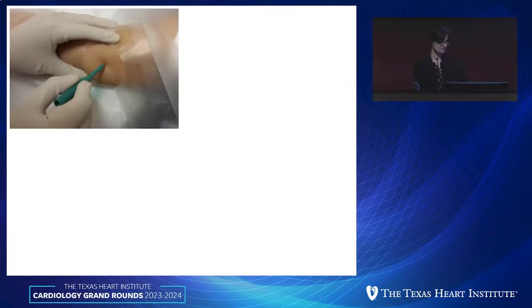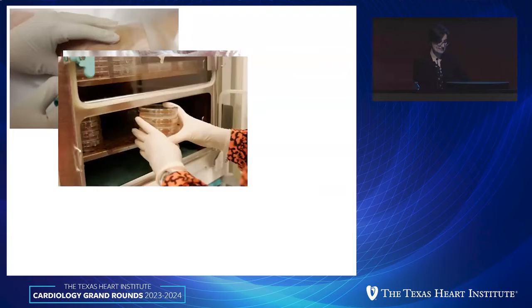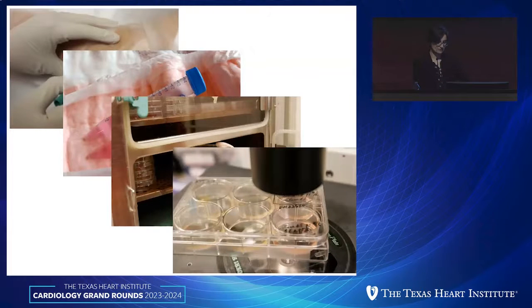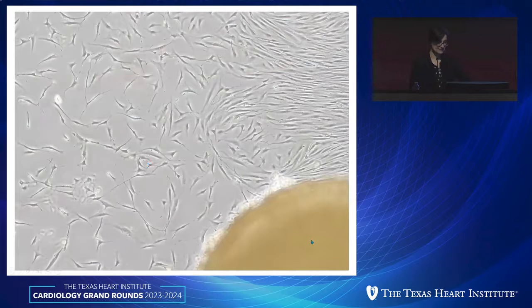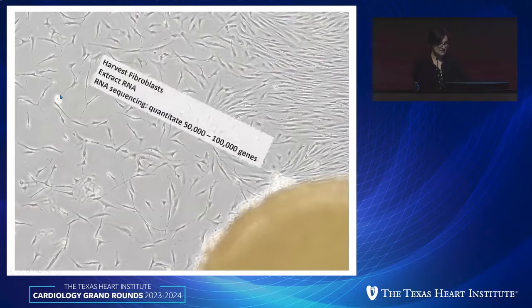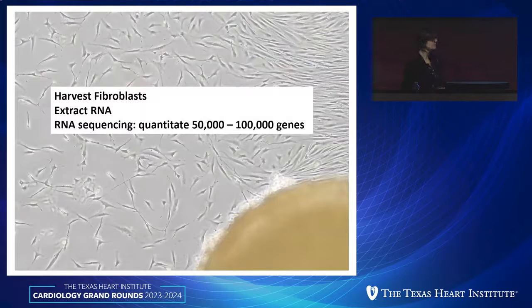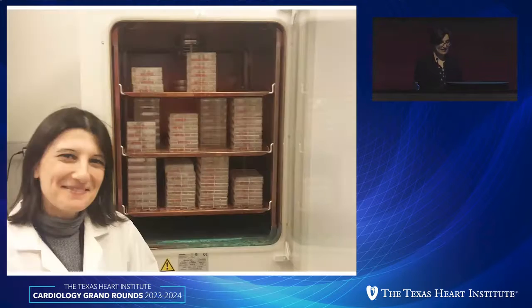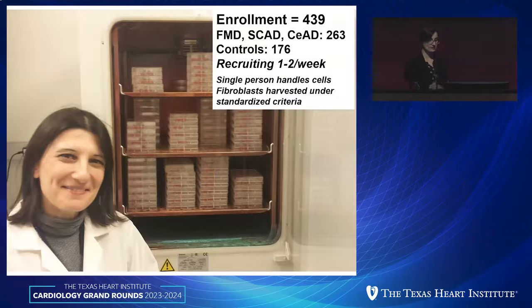All patients get a punch skin biopsy that gets sent off to our lab where it's plated and then grown out. And here's an example of a piece of skin with some fibroblasts extending out. From this, we're able to get RNA sequencing, and DNA from the whole blood. Everything is handled by a single person. This is Valentina. She does all of the lab work for our patients. Today we have a total of 439 patients enrolled in our study, about 263 with FMD, SCAD, and cervical artery dissection, a little less on the control side, but we are recruiting about 1 to 2 a week, and we've been making really good progress with this.